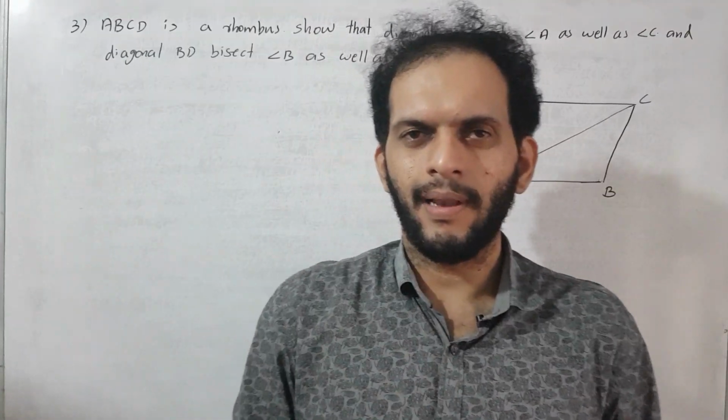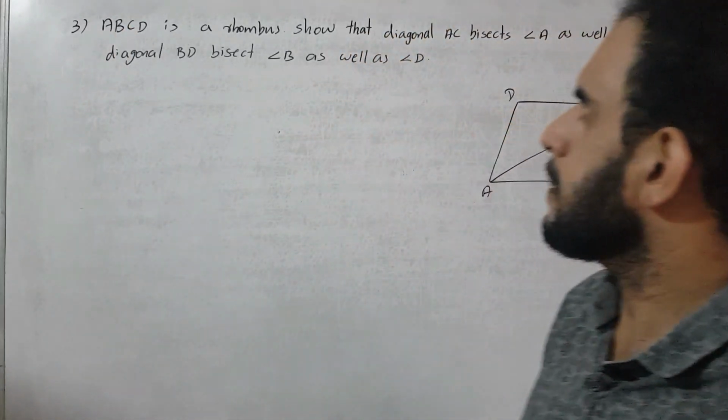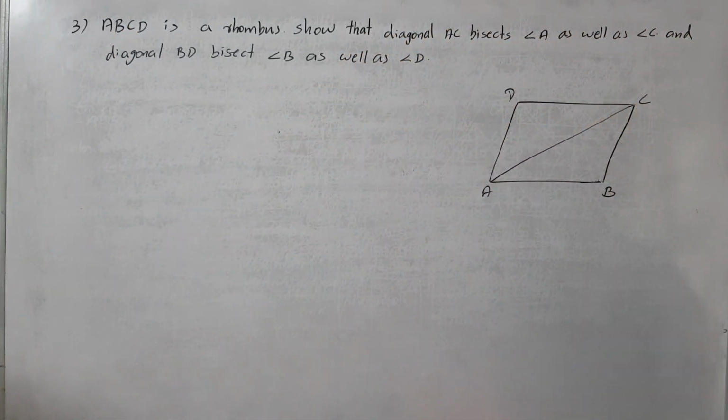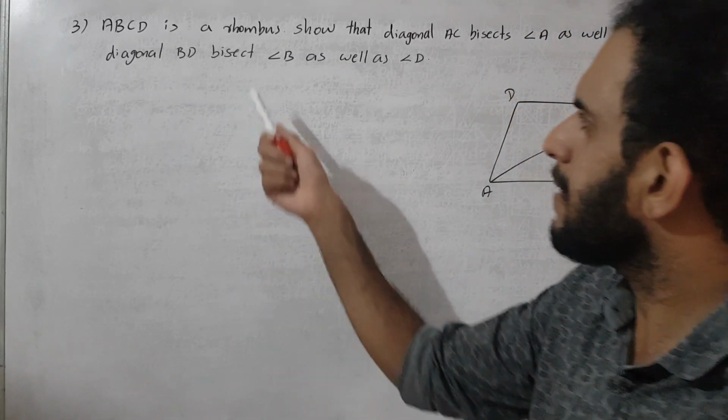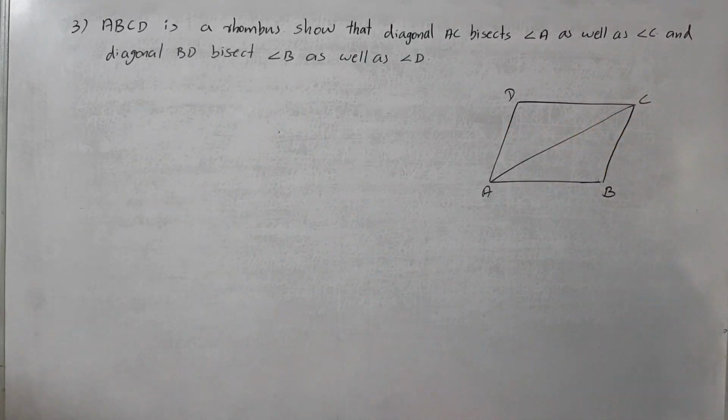Okay. Our next question is like this. ABCD is a rhombus. Show that diagonal AC bisects angle A as well as angle C, and diagonal BD bisects angle B as well as angle D.